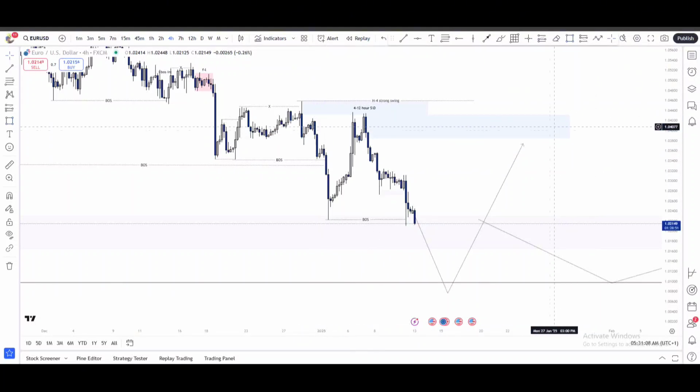Now let's go to GBP USD. We'll start with the monthly or weekly chart. Okay, let's start with the monthly chart. This is a monthly chart on GBP USD.